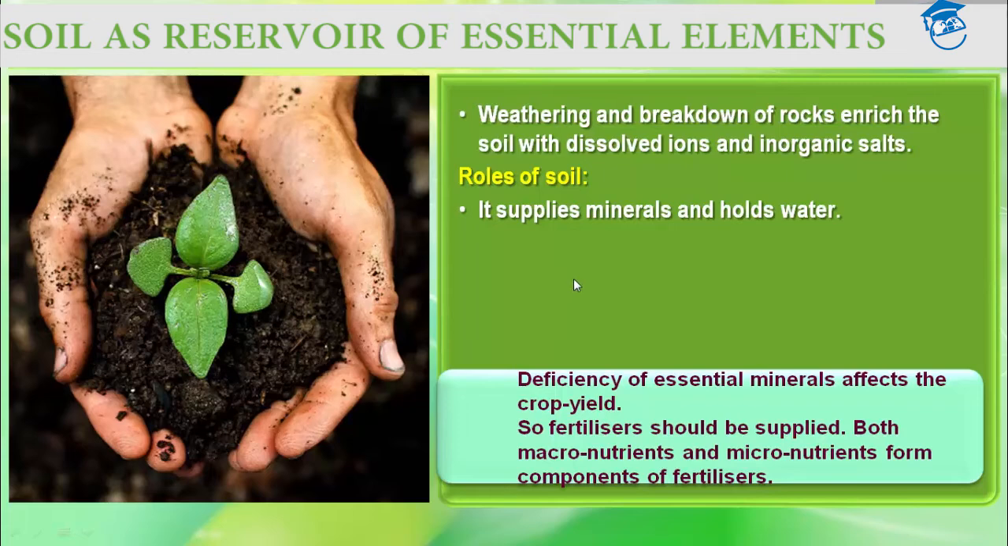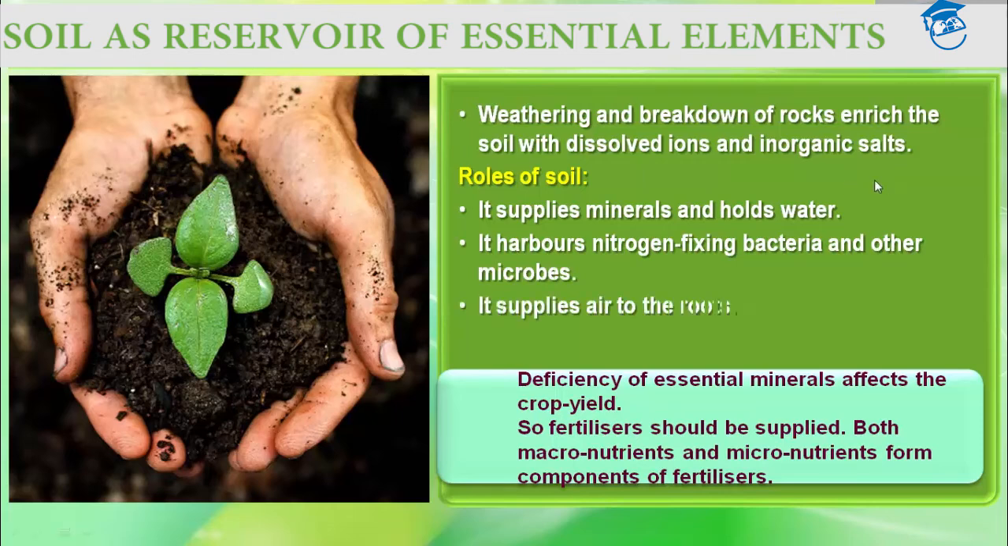Since they are derived from rock minerals, their role in plant nutrition is referred to as mineral nutrition, because it supplies minerals and it holds water. Soil consists of a wide variety of substances. Soil not only supplies minerals but also harbors nitrogen fixing bacteria and other microbes, students. Or you can say that it can hold water. It supplies air to the roots, and it acts as a matrix that stabilizes the plant body.